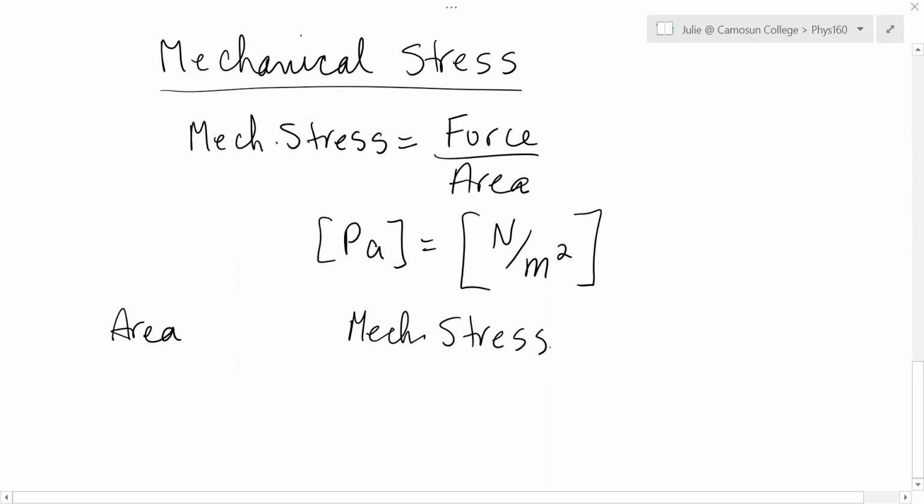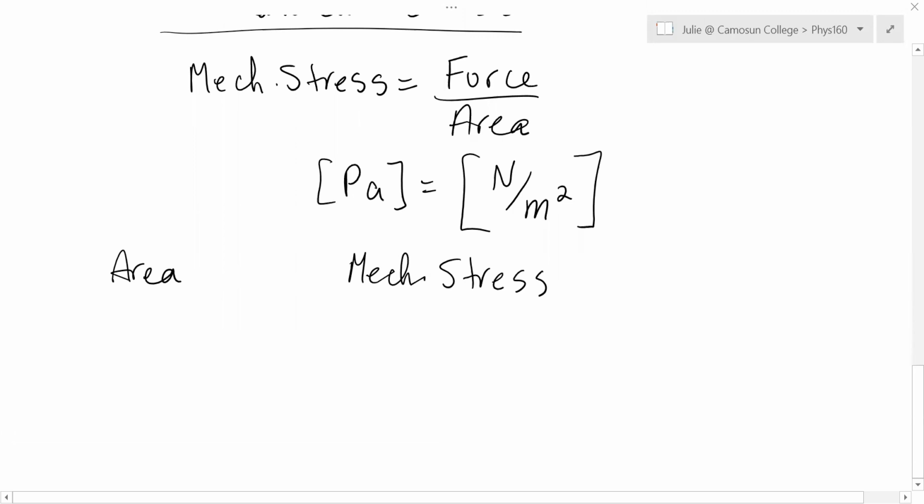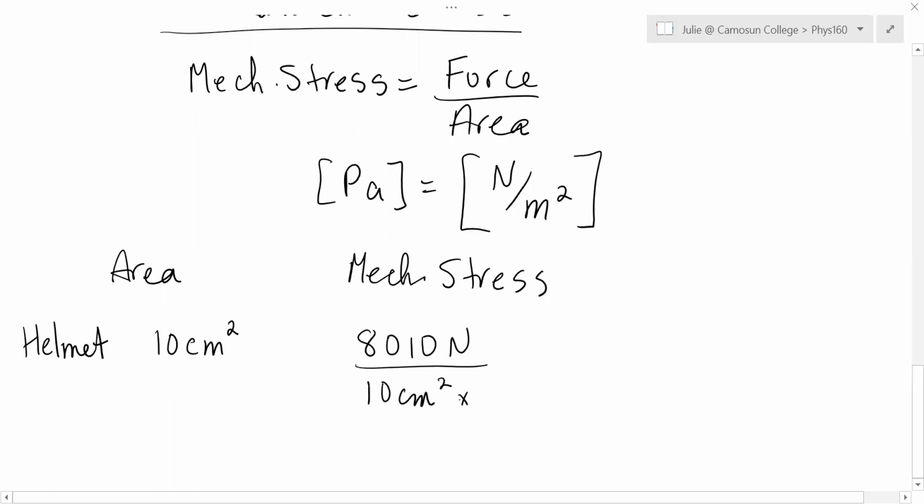And we'll compare. So let's say for the football player, we take it on the helmet. If he were to take that force just on the area of his helmet, which I'll estimate to be 10 centimeters squared, the stress would be the force, the 8,010 newtons, over the 10 centimeters squared. Now remember, you know how to calculate the conversion between centimeters squared and meters squared. You multiply by 10 to the minus 4, so it is equivalent to 10 times 10 to the minus 4 meters squared.